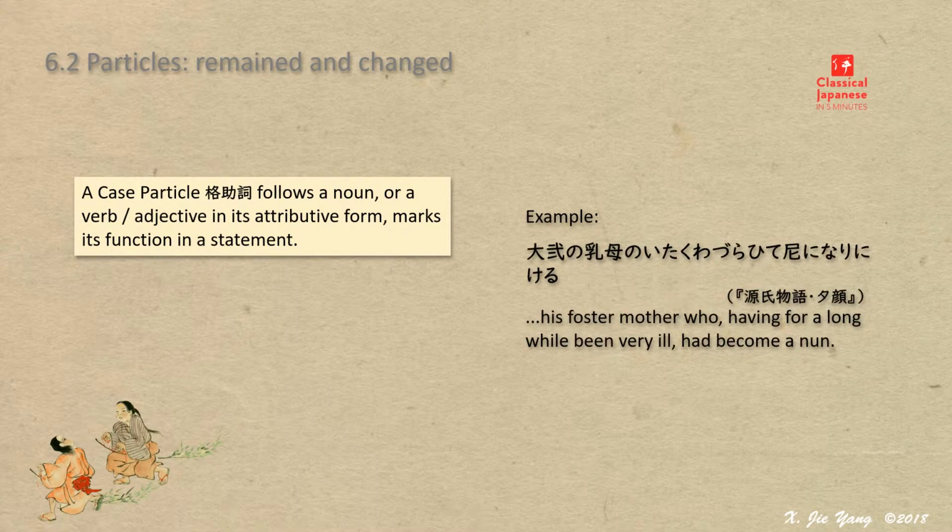Similarly, no is one major case particle. Again, along with other meanings, the main function is to indicate the subject of an action, the center meaning of ga in modern Japanese. 目のとの痛く患いで: his foster mother, who, having for a long while been very ill.